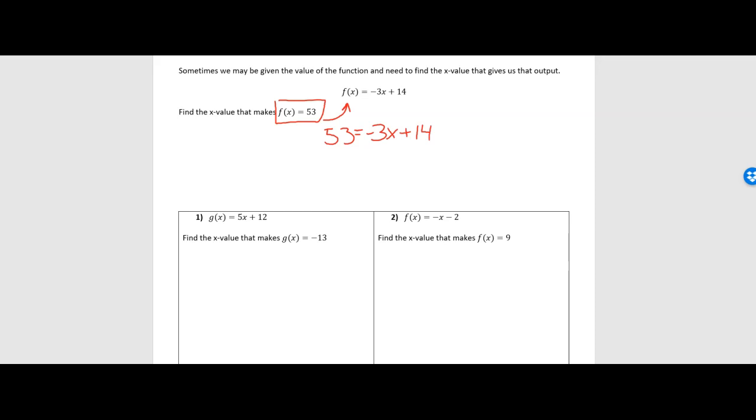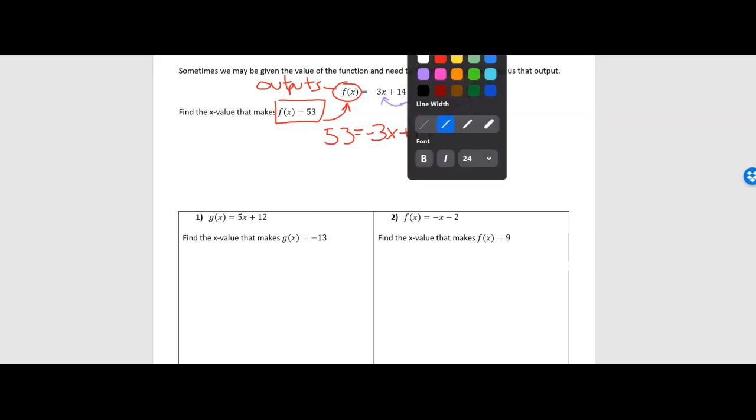This is the key here, right? I think we could understand how to solve for x moving forward, but we have to understand what the substitution occurring is and why we're doing it. They're telling us that an output is 53. Well, f of x, this represents our outputs. So we're substituting in our specific output, 53, in for f of x and trying to figure out what the input is. Our input being our x value.